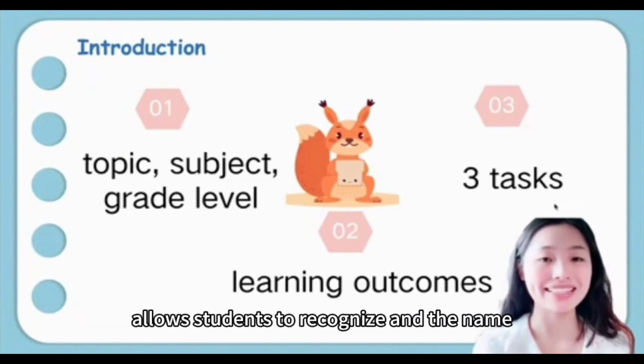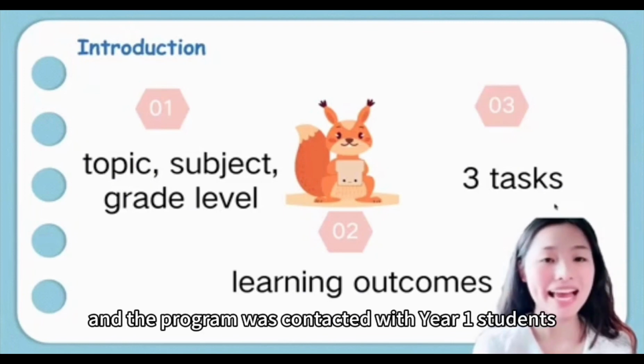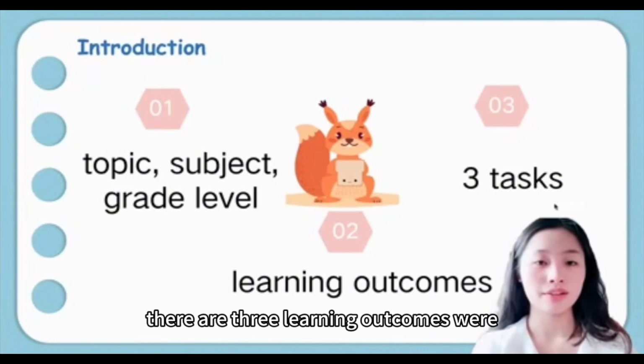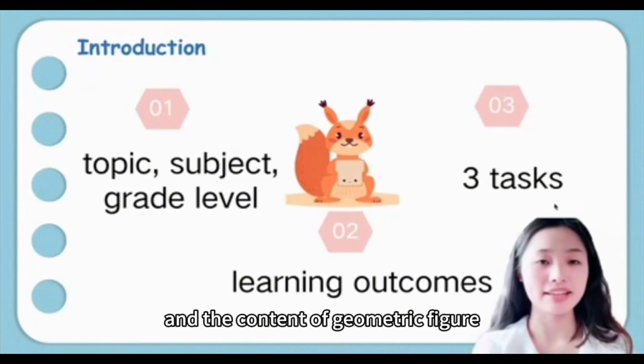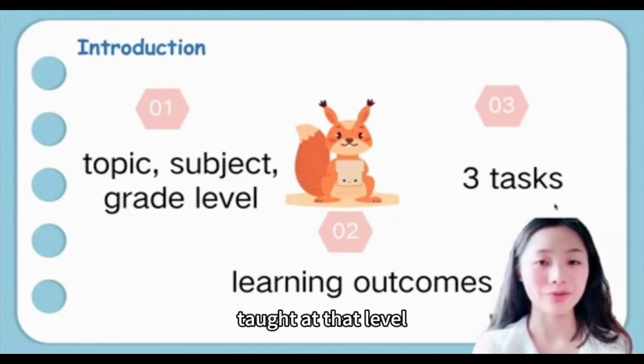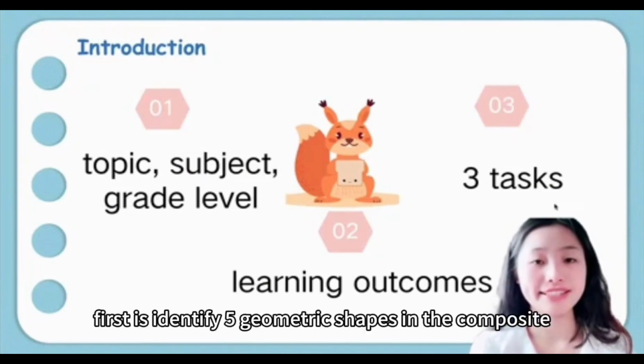So the assessment plan designed by our group chose the subject of mathematics, with a curriculum that allows students to recognize and name common geometric shapes. The program was conducted with Year 1 students. Three learning outcomes were designed based on the developmental stage of Year 1 students and the content of geometric figures taught at that level. First is to identify 5 geometric shapes in the composite figure.